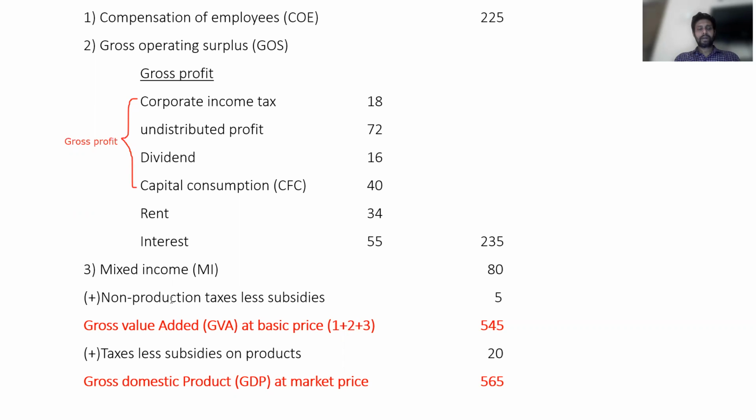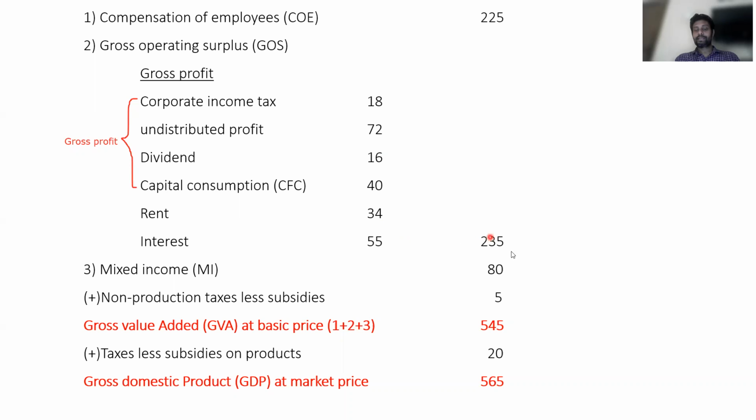So non-production taxes less subsidies, 5. Then when we add all these together, gross operating surplus is 235, and 225 is compensation of employees, simply wages. Also, the abbreviation is there, COE. You can also use these abbreviations introduced by SNA 2008: gross operating surplus, GOS, consumption of fixed capital, CFC, mixed income, MI, GVA, GDP.